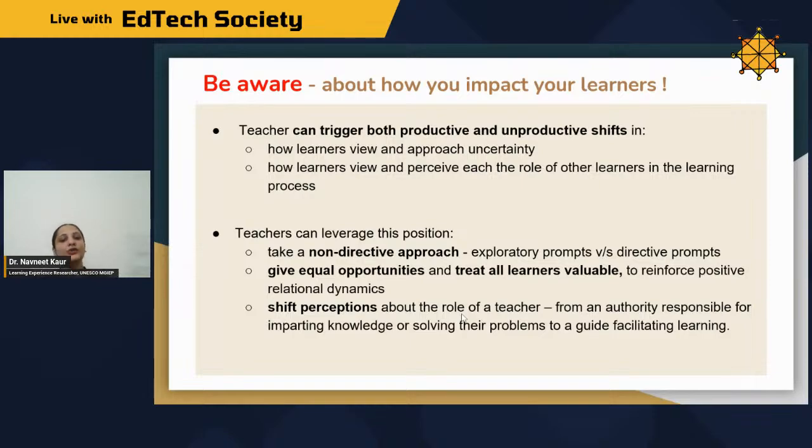And then you, as a teacher, can shift the perception that students have of the teacher as an authority figure, to someone who is there to help them, who is learning with them, and who can guide them whenever they feel stuck or want some help. So they can come to that teacher. So it's very important to be aware of how a teacher has a huge impact on what students are doing in a classroom.